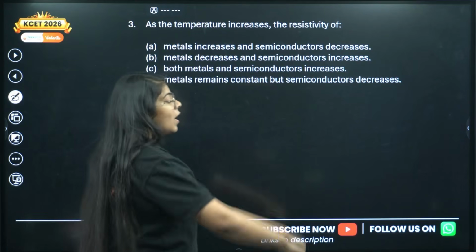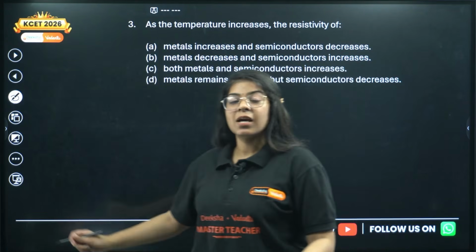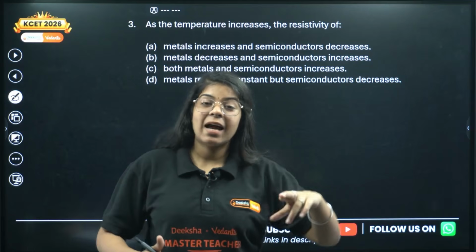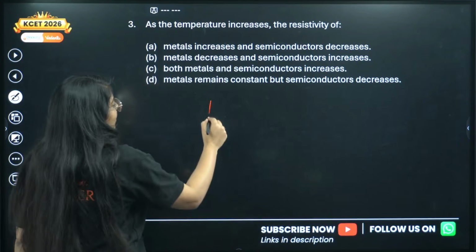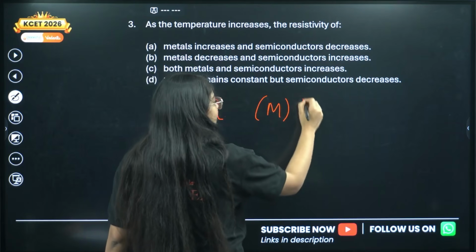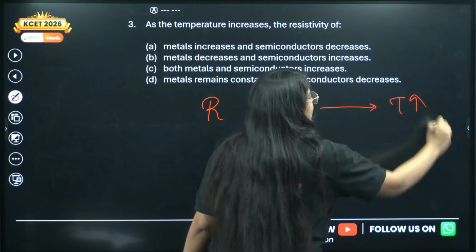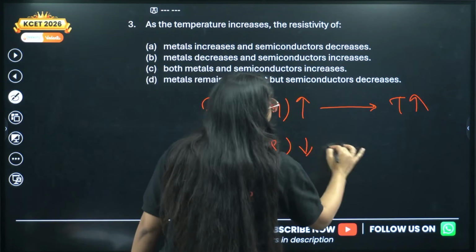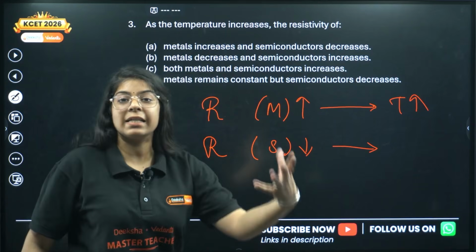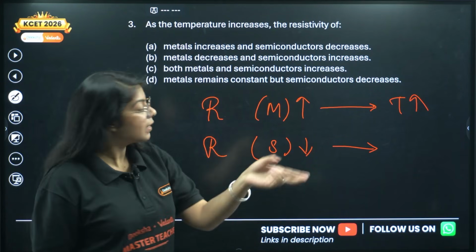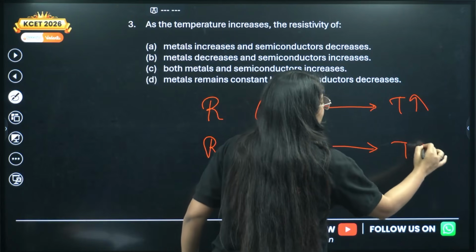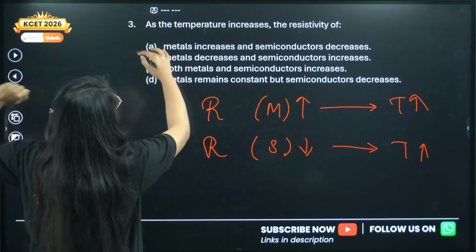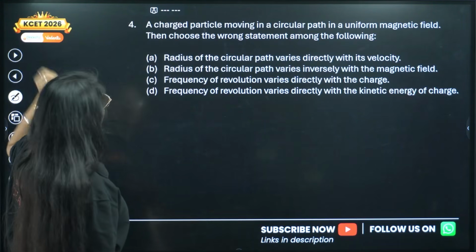So for this we know as the temperature increases, the flow of electrons in metals increases, but because of that flow, collision also increases. That in turn increases the resistivity. So for metals, the resistivity increases as temperature increases. But for semiconductors, resistivity decreases because as we increase the temperature, the flow of charges increases without the collision. So conductivity increases but resistivity decreases as the temperature increases. So for metals it increases, for semiconductors it decreases. So the correct option will be option A. Correct? Moving on to the fourth question.